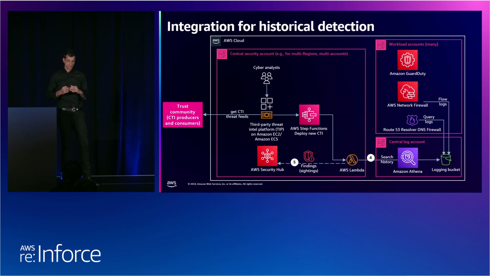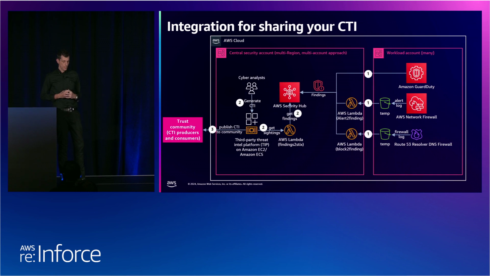Lastly, you could send these findings on to Security Hub. And Security Hub is going to help you centralize those findings, providing you with a clearer and more comprehensive view of your security operations across your whole environment. Once these findings are aggregated into Security Hub, they can then be shared on with your larger trust communities via your threat intelligence platform.